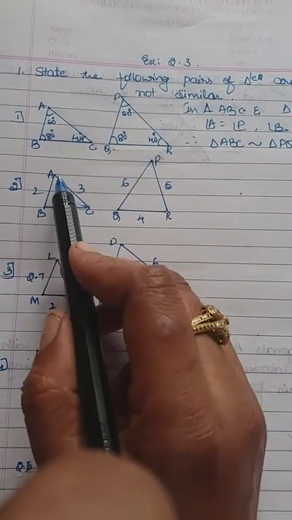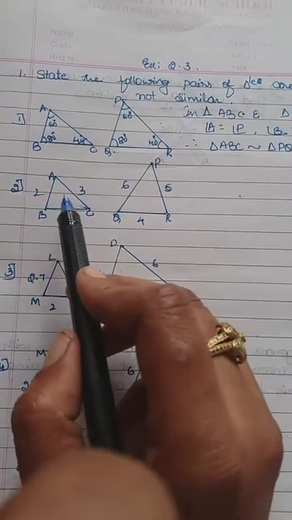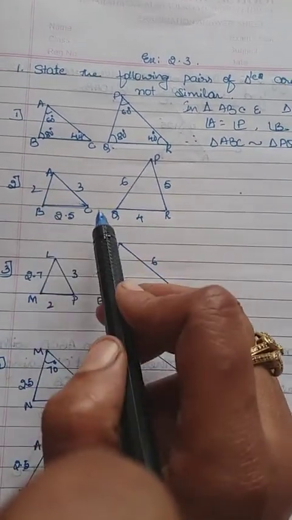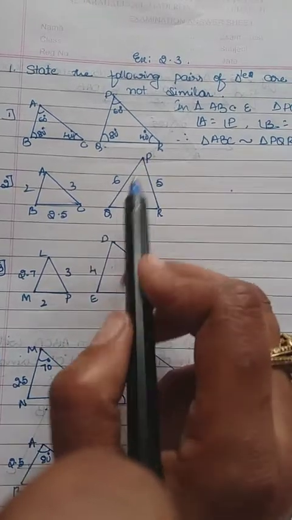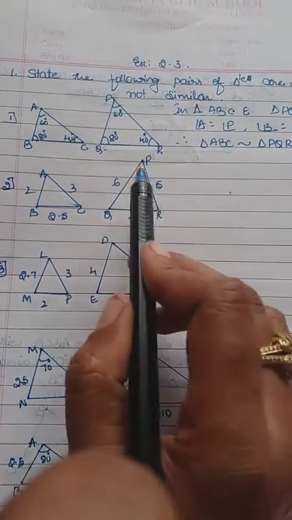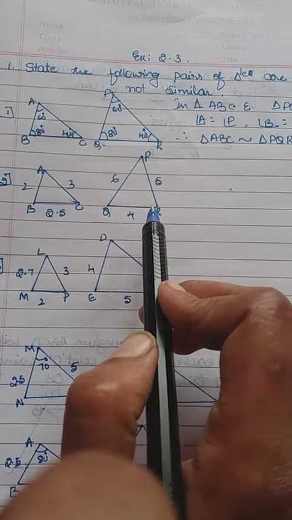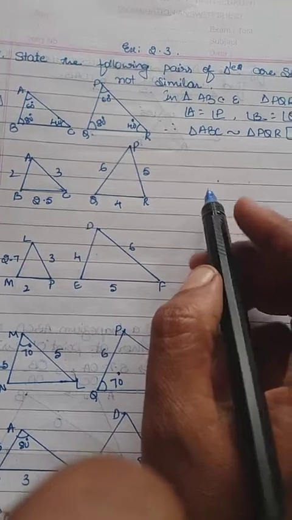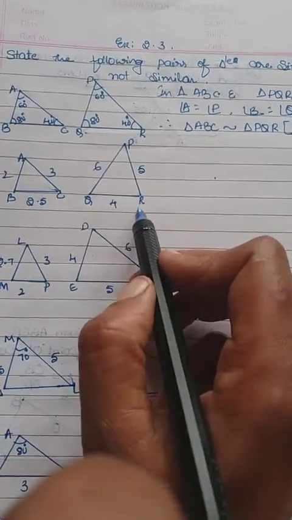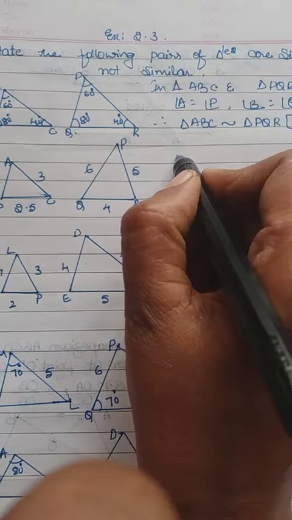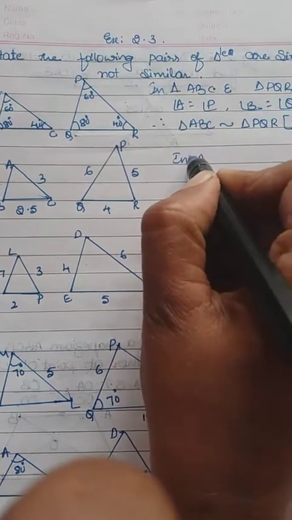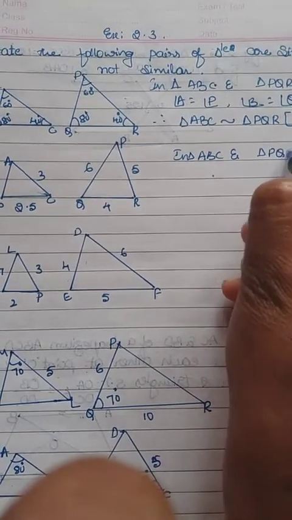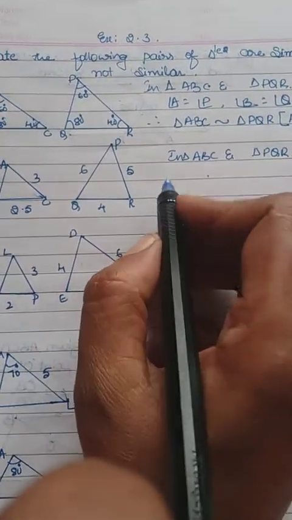The second one is ABC. Here the angles have not been given, but the measurements of the sides have been given. AB is 2 cm, AC is 3 and BC is 2.5. PQ is 6 cm, QR is 4 and PR is 5 cm. So like that they have provided. We want to prove whether triangle ABC is similar to triangle PQR. So let us check in triangle ABC and triangle PQR.